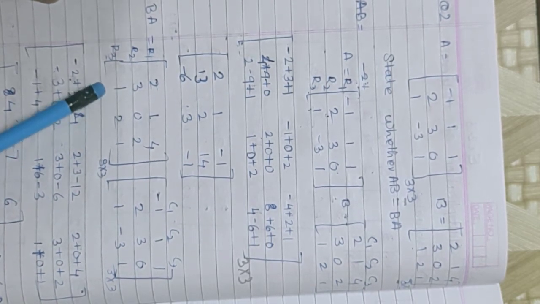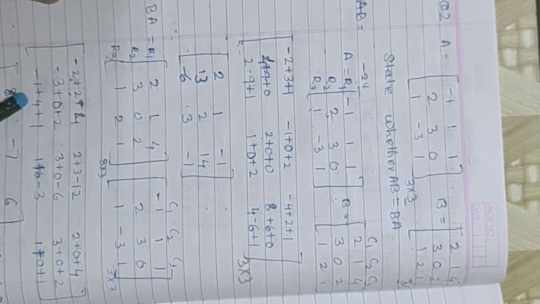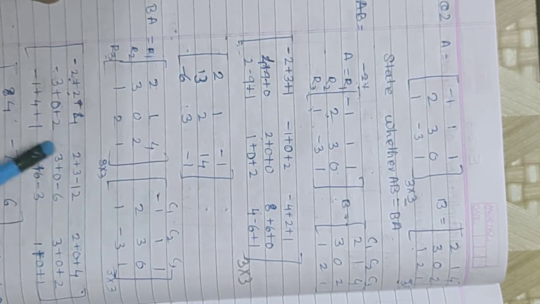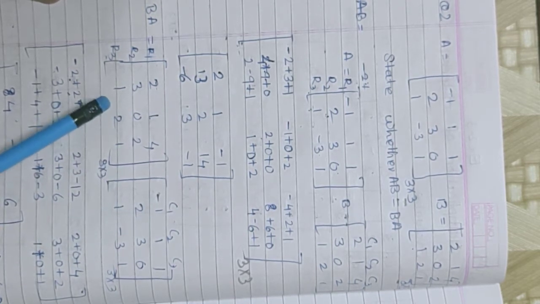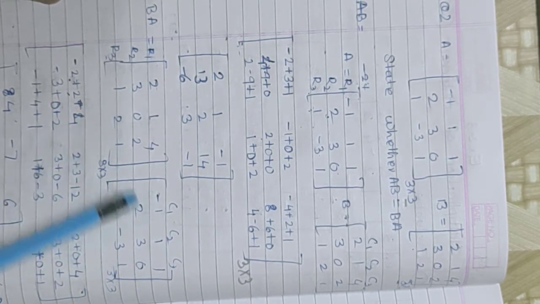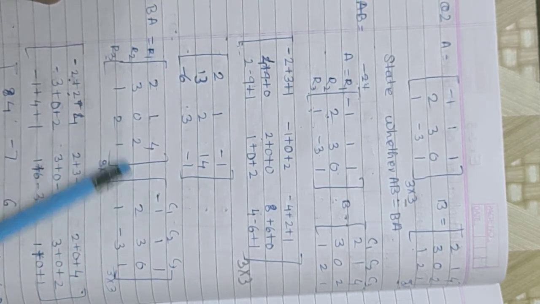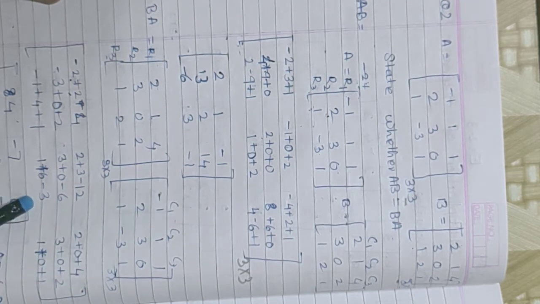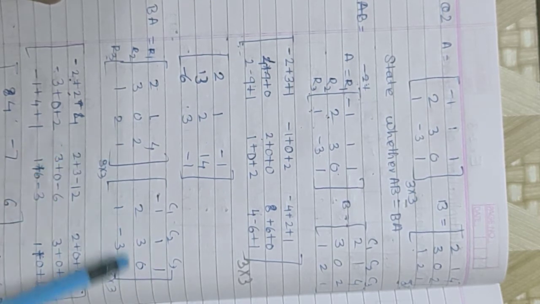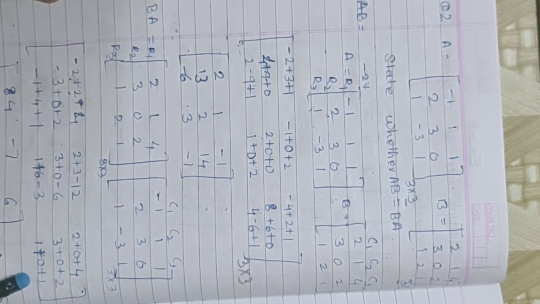Now we'll take third row. 1 into minus 1, minus 1; 2 into 2, 4; 1 into 1, 1. Now second column: 1 into 1, 1; 2 into 3, 6; 3 into minus 3, minus 3. Then 1 into 1, 1; 2 into 0, 0; 1 into 1 is 1.